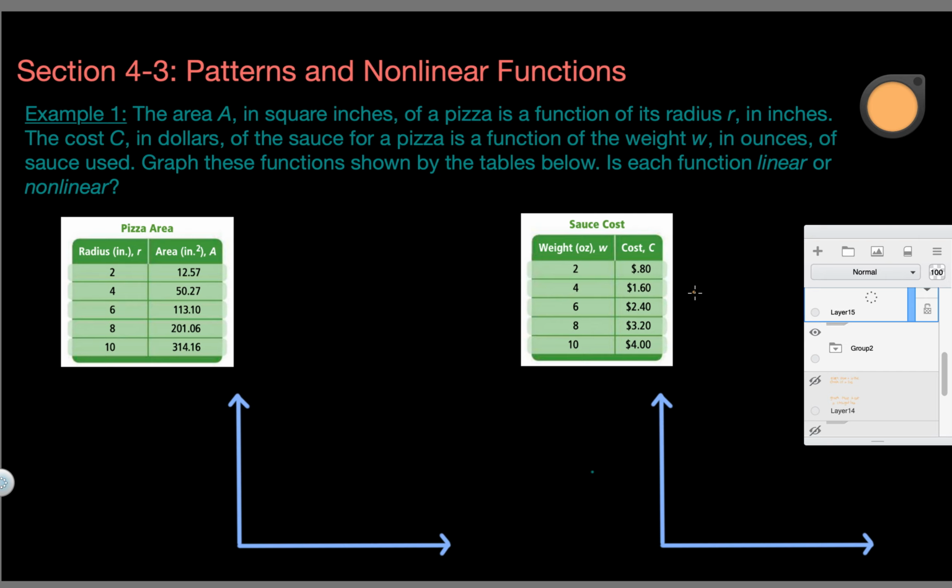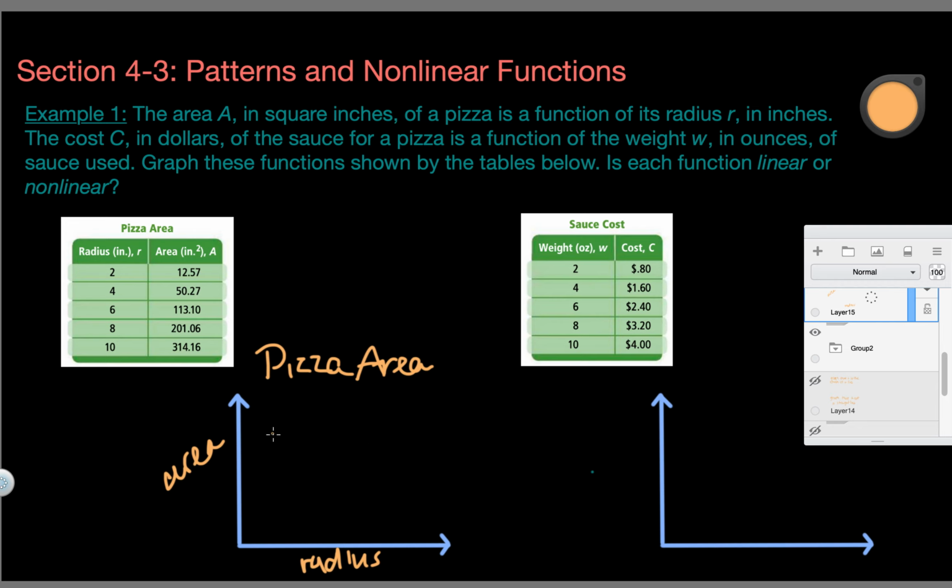So the first thing that we're going to need to do is label our graph, okay? So this first graph we're going to use for this first table right here, and this is pizza area. Pizza area, okay? Now, our x-axis is going to be the thing that is our independent variable, which is our radius. And then our y-axis is our area, because our area depends on what our radius is.